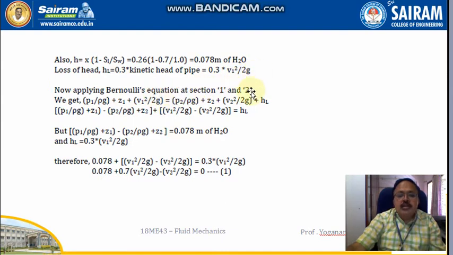Now applying Bernoulli's equation, we have the sum of the three heads, that is the pressure head plus kinetic head plus datum head at section 1, equal to the sum of three heads, pressure head plus kinetic head plus datum head, at section 2, and we have the head loss also, because by the time the liquid reaches from section 1 to section 2, there will be head loss. So that is given as 0.3 V1 square by 2G here.